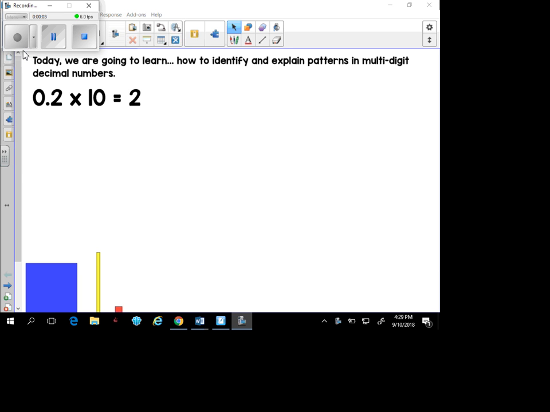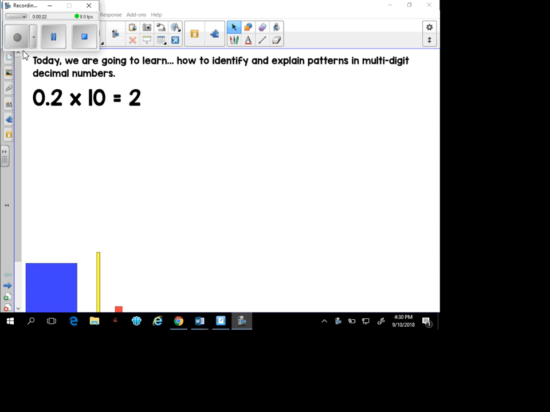We're going to learn how to identify and explain patterns in multi-digit decimal numbers. So let's look at our following problem. We have 2/10 times 10 equals 2. I can model this using base 10 blocks. If you notice on the bottom, I have base 10 blocks down here.